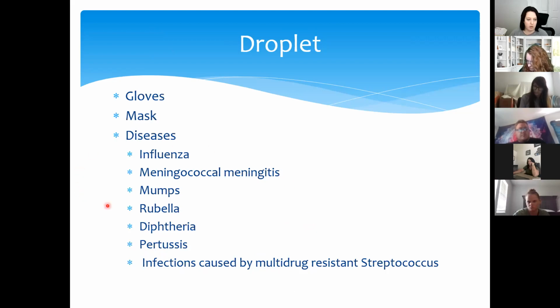So during respiratory season, pediatric hospitals are a lot busier than adult hospitals. Typically their respiratory season lasts longer just because there are so many little ones who aren't old enough to be immunized yet. Yeah, I was going to ask, do you see a lot of mumps and rubella still?